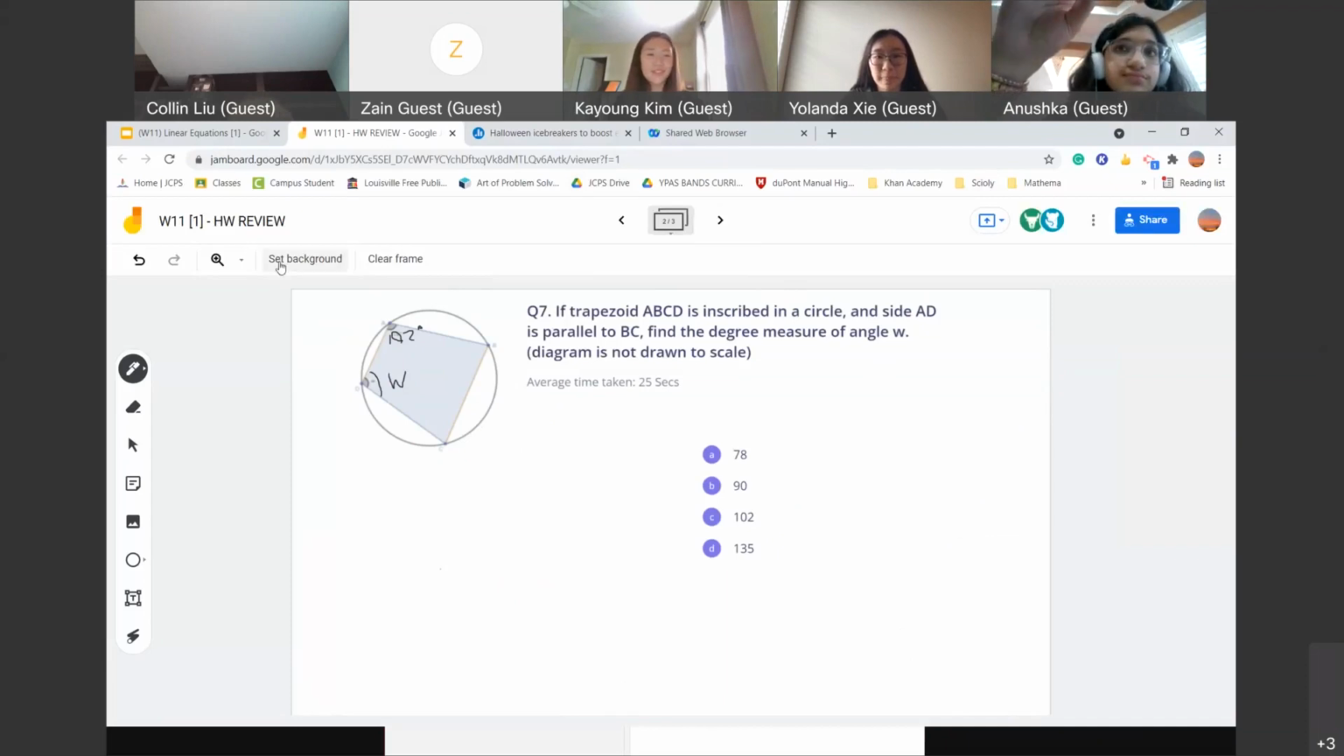We know that angle A and angle B are same side interior angles because this line and this line are parallel, right? So these two angles are supplementary, so this angle is 78. And we learned that opposite angles in a quadrilateral inscribed in a circle are also supplementary. So this is also 78. And when we solve for W, we get 102.